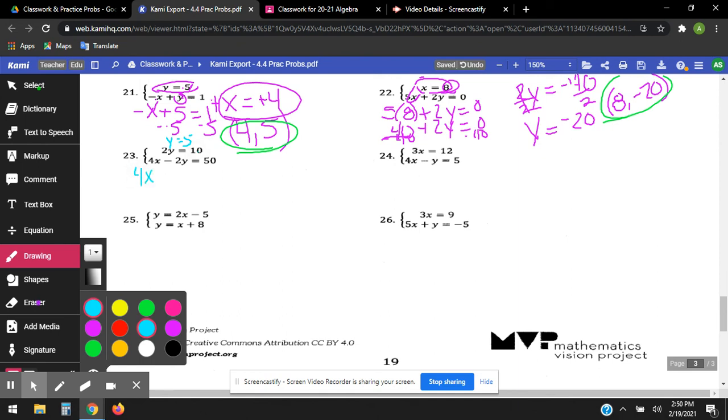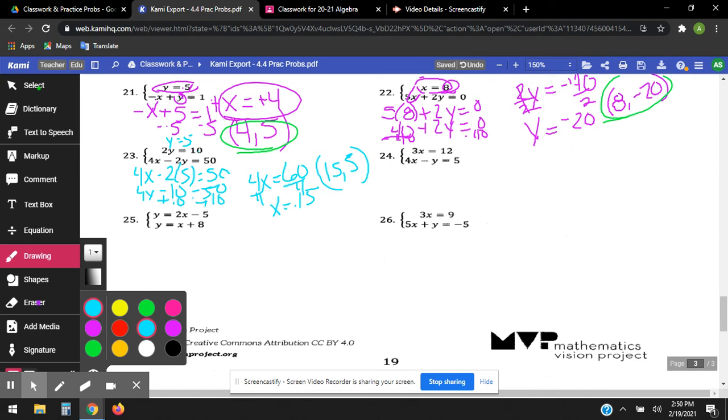So if I'm going to do 4x minus 2 times 5 equals 50. 4x minus 10 equals 50. I'm going to add 10 to both sides. So I have 4x equals 60 now, right? I added 10, divide by 4, x equals 15. Well, if x equals 15, put it in here. We said y equals 5, right? So it must be 15 comma 5.